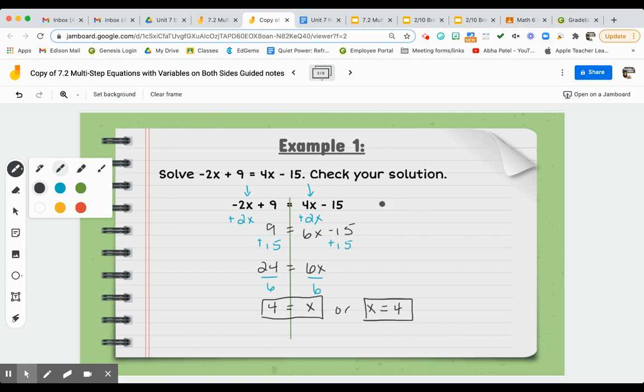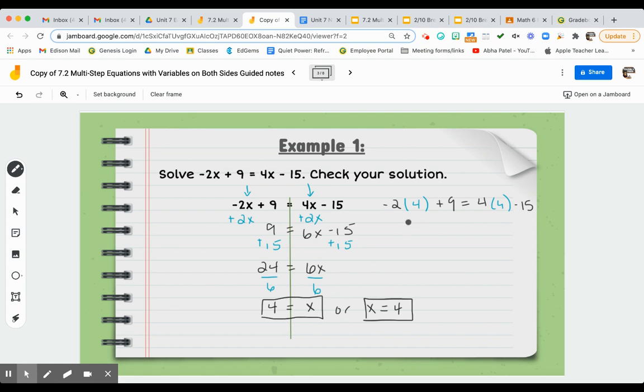So you have negative 2 times 4 plus 9 equals 4 times 4 minus 15. And now you're just simplifying both sides. So follow your order of operations always when you do this. There are no technical parentheses, so you don't have to simplify inside them. So you go straight to your multiplication.